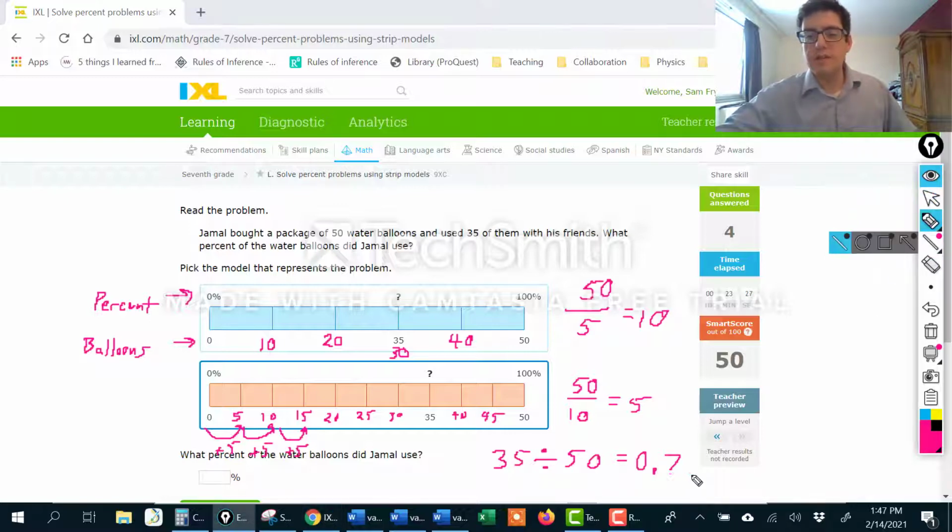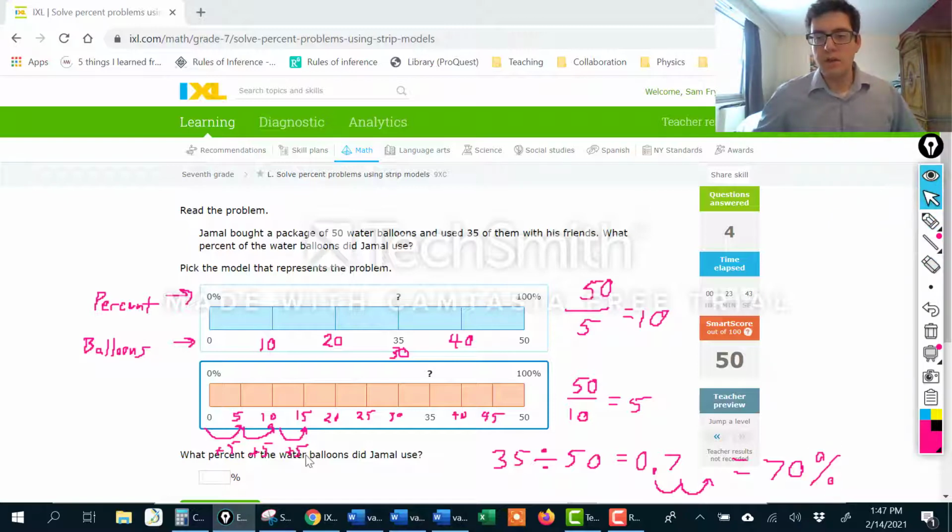Okay, so that's going to give us 0.7, and then we can move the decimal point 2 spaces to the right, and we could put a 0 in that blank space. The new decimal point would be at the end, but I don't really have to write the decimal point at the end, so I'm just going to erase that and write 70%. So Jamal used 70% of the 50 water balloons with his friends, and that was 35 water balloons.